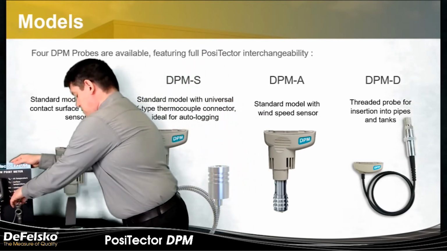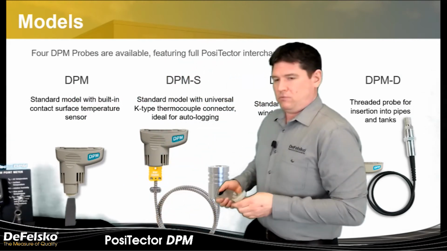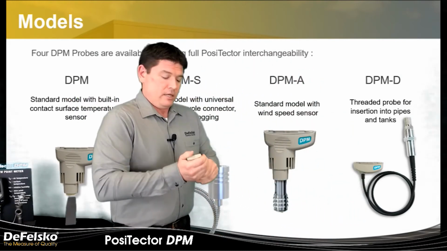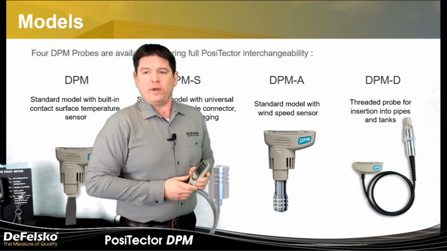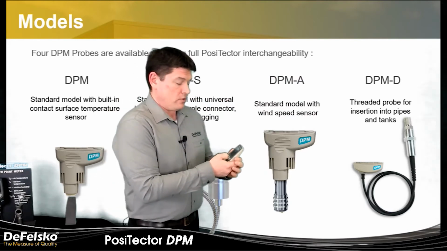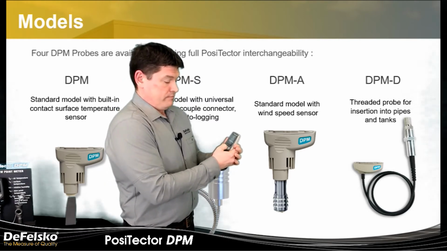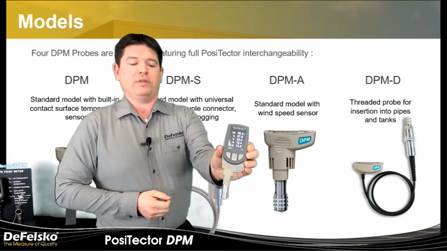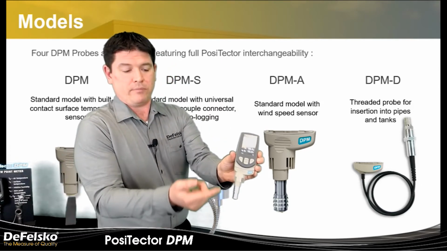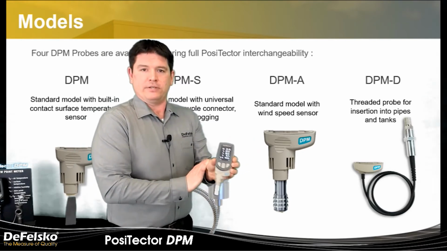The next one we're going to talk about is the PosiTector DPMA. And this, let me move over here. This is one of our newer PosiTector DPM probes. This is used for measuring wind speed. And just to show you, if it's not set up to measure wind speed, it measures just like a regular PosiTector DPM. It has all the same sensors: surface temperature, air temperature, relative humidity, and it'll work just like a PosiTector DPM.